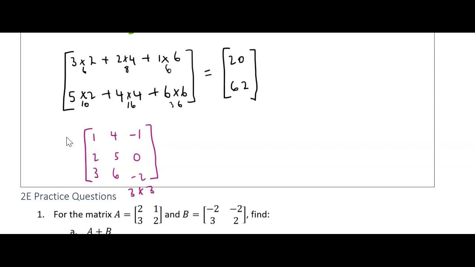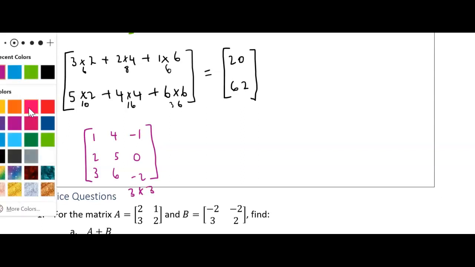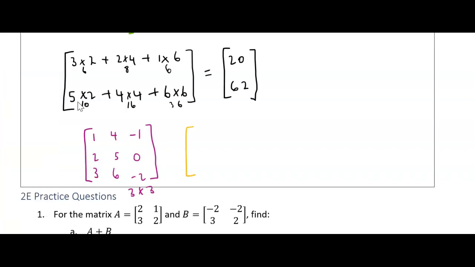Don't worry about those practice questions for now. And let's do a pink. Oh, they might be too close together. All right, let's do yellow. If I've got a 3 by 3, that means my next one has to be a 3 by something. So I might make it a 3 by 2. So 1, 4, 0, -1, 2. And you can have the same number, so let's do a -1 again. All right, so it's a 3 by 2.